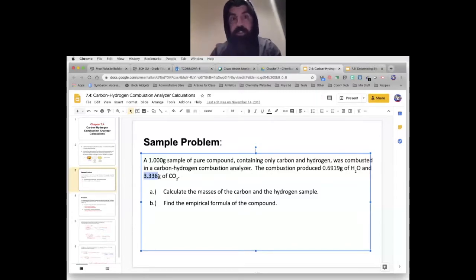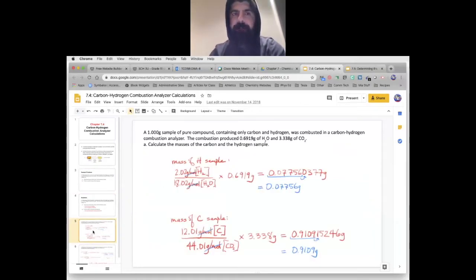So what we want to do is try to pull out how much of this is actually carbon, how much of this is actually hydrogen. Okay, so that's ultimately what we're trying to do. We're trying to calculate the masses of carbon and hydrogen in this sample. Okay, so let's go straight to the sample problems for part A. Okay, so here is part A. We're trying to calculate the masses.